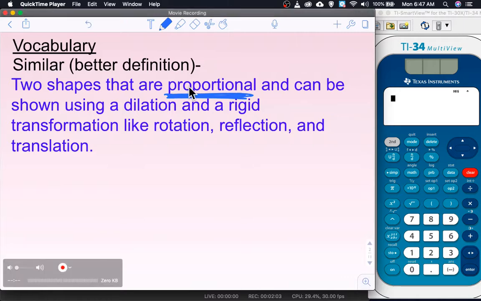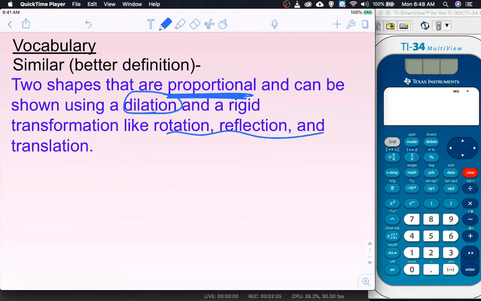Because as that name is going to tell us here, we can then use a proportion to do some math. So similar figures are two shapes that are proportional and can be shown using a dilation and a rigid transformation like rotation, reflection, or translation. So the fact that a dilation happened and then maybe one of these other transformations as well. Okay, they are proportional and it's the result of a dilation and potentially something else.